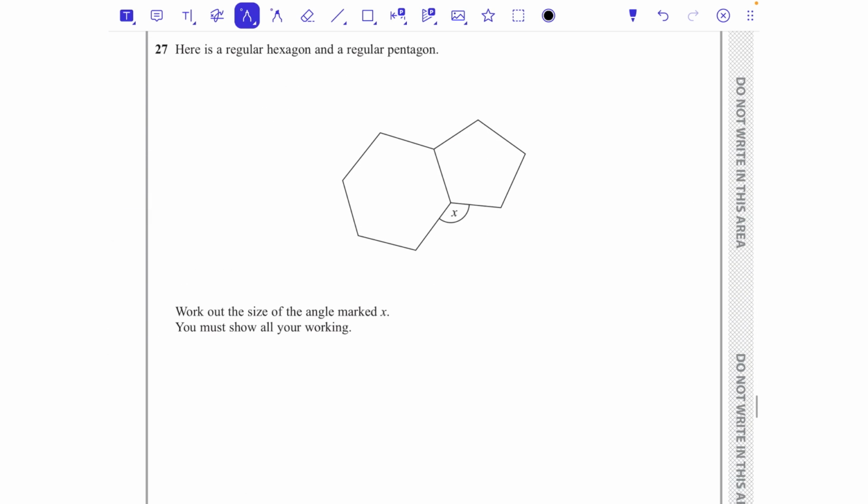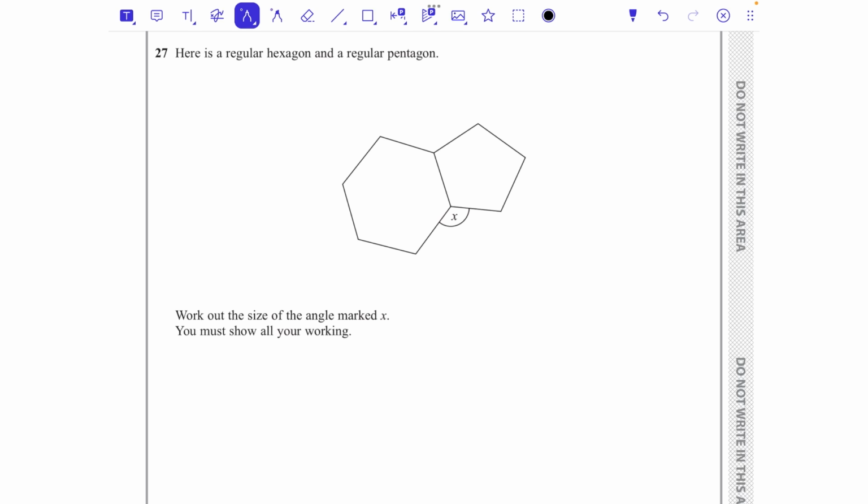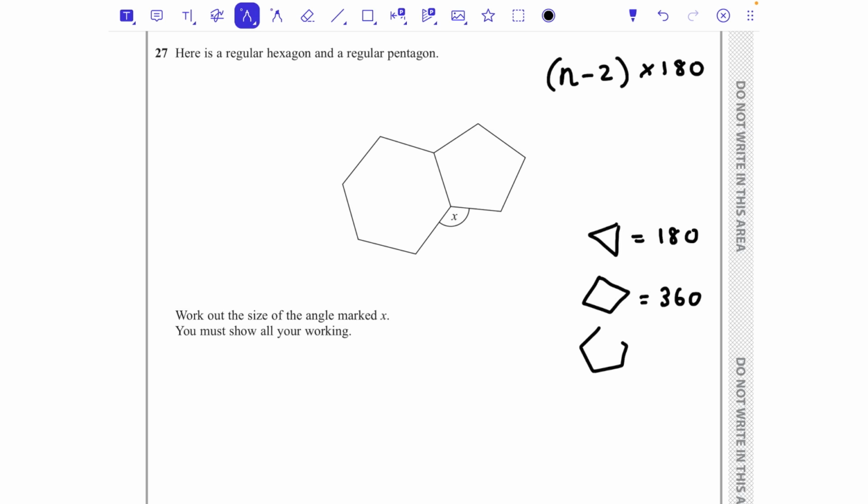Okay, question number 27. Here is a regular hexagon and a regular pentagon. Work out the size of the angle marked X. Now, the formula for how many degrees are inside a shape is the number of sides take away 2 times by 180. But you might find it helpful to just remember that a triangle adds up to 180, a quadrilateral adds up to 360, a pentagon, a 5-sided shape, adds up to 540, and every time you add a side, you add another 180 degrees. So a pentagon is 540, a hexagon is 720.